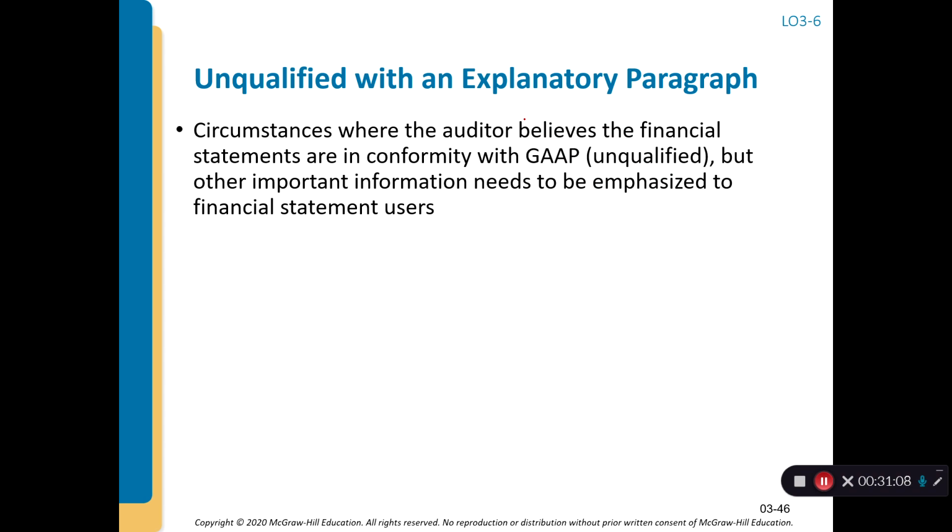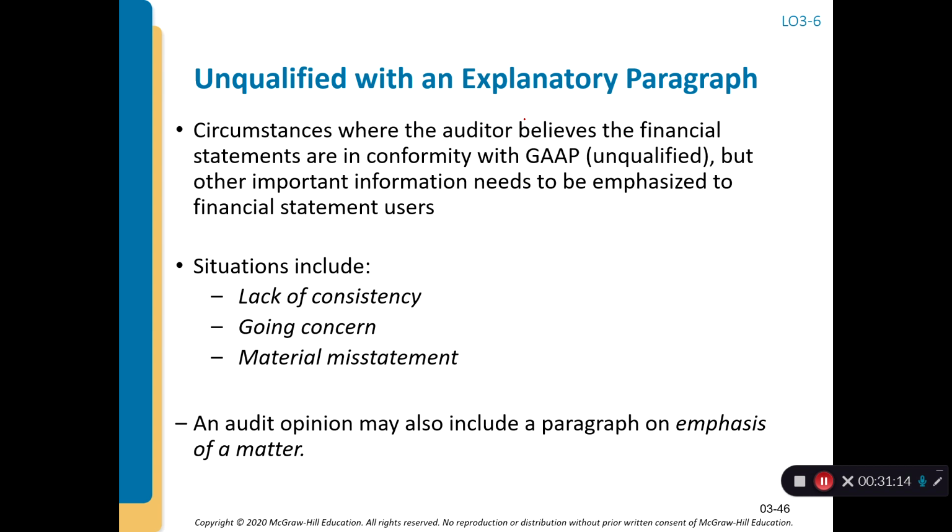And what is an unqualified opinion with an explanatory paragraph? This means that the auditors believe the financial statements are in conformity with GAAP, right? However, there is other very important information that we need to emphasize to the financial statement user. In other words, the books are recorded correctly according to GAAP, but something happened with this firm that I cannot let go. I need to tell people who are using this report. And what kind of situation do I have to notify people about?